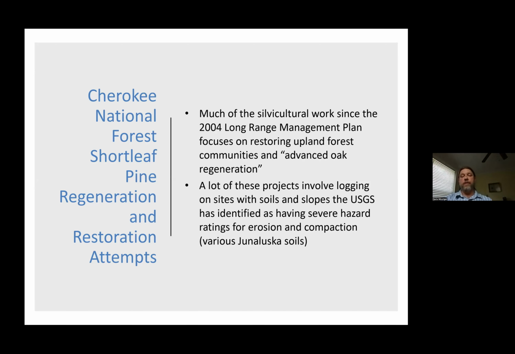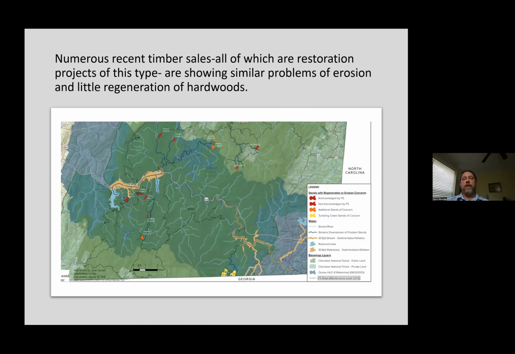The Cherokee National Forest, which is just to the north of the Chattahoochee, has a very similar management plan with similar goals, trying to promote advanced oak regeneration, restoring areas that had been logged decades before and had turned into poplar and maple stands, and shortleaf pine restoration. But many of these projects just aren't working, and they've really been accumulating.